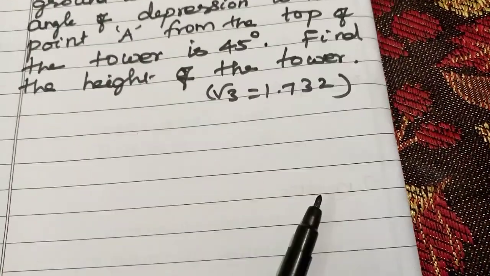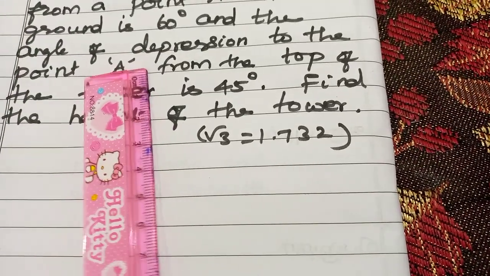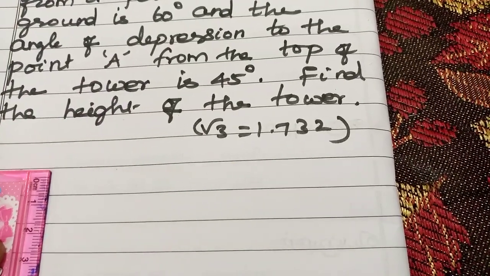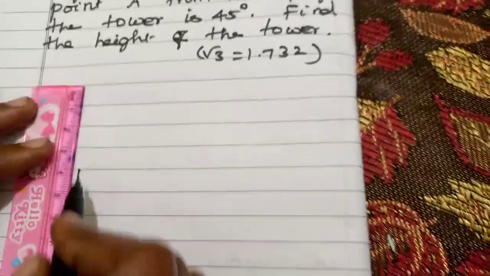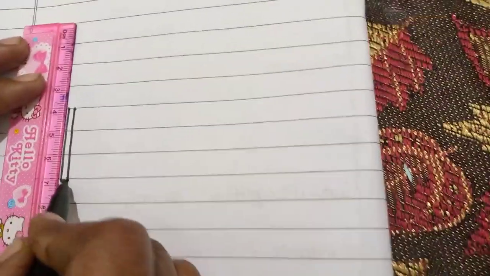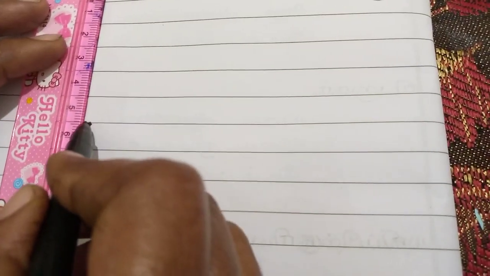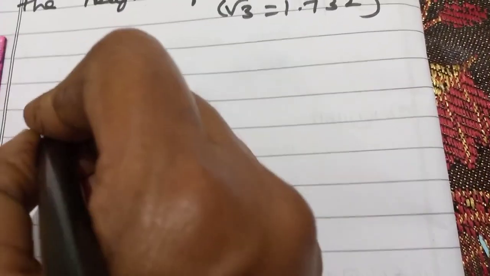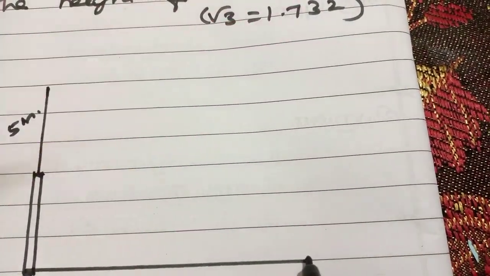There is a pole fixed on the top of the tower. So first we have to draw the tower. Okay, it is the tower. Above the tower there is a pole. The pole height is 5 meter. Just draw the ground level. On the ground there is a point of observation A, as mentioned.